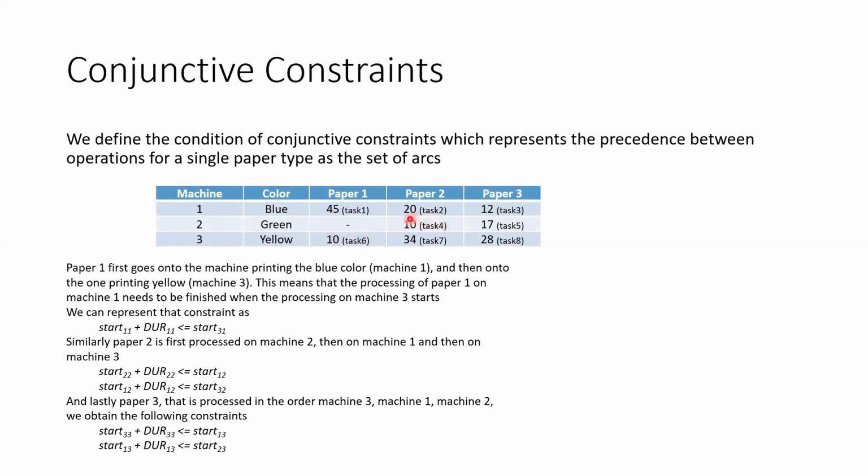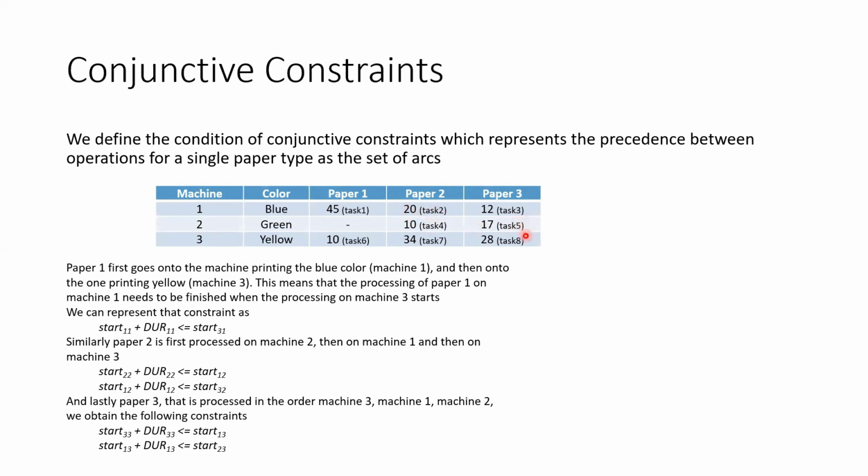For paper 2, the start time of paper 2 processing in the green machine plus the duration it takes should be less than or equal to the start time of paper 2 being processed in the blue machine, and the start time of paper 2 in the yellow machine should be greater than or equal to the start time of processing paper 2 in the blue machine plus the duration in the same machine.